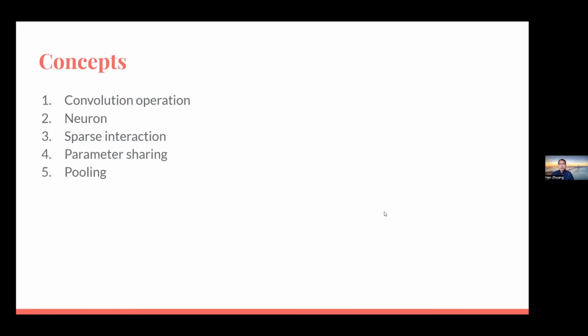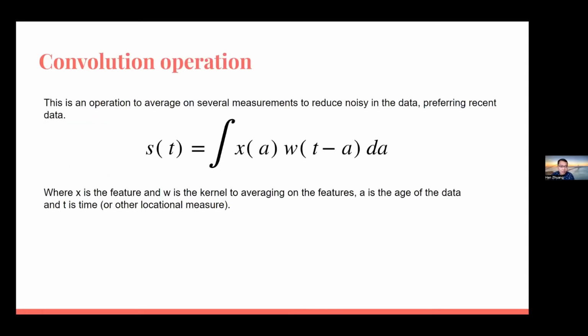Before we look more deeply at convolutional neural network, we first need to review several concepts. First is convolutional operation, and then we can take a look at neuron and the sparse interaction, parameter sharing, and pooling. So first of all, when we talk about convolutional neural network, what is convolution? The convolution operation is an operation to average on several measurements to reduce noise in the data, preferring recent data. So if you take a look at this formula, you might have some idea.